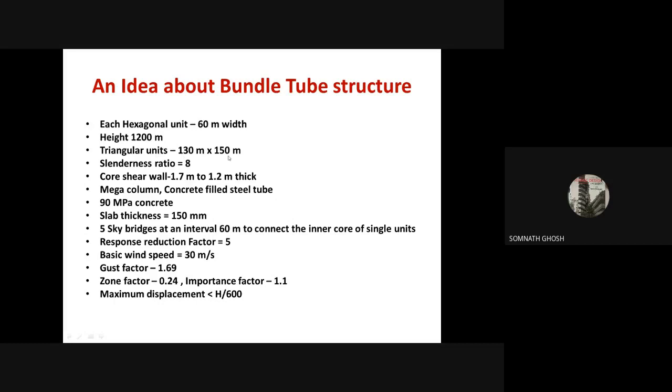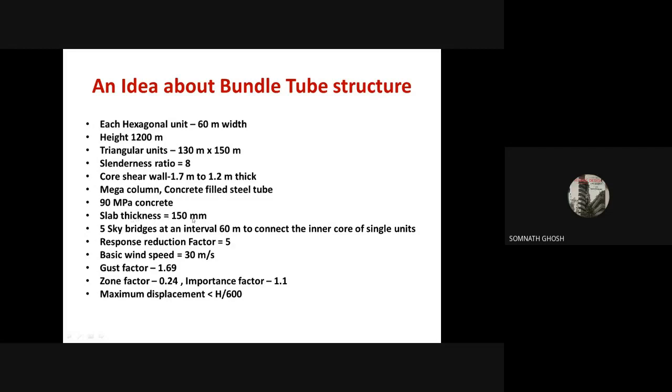Triangular unit is this. Slender ratio is this. In that case, the shear wall will be 1.2 meters thick at the base level, and at the upper level it may be 1.2 meters thick. Mega columns: obviously, the column will be maybe a steel tube filled up with concrete. Concrete grade is considered 90 MPa.